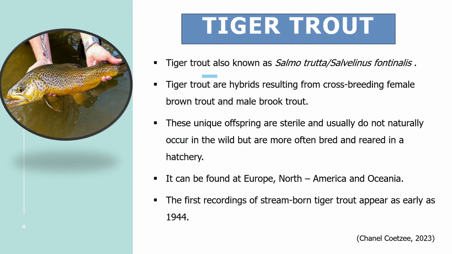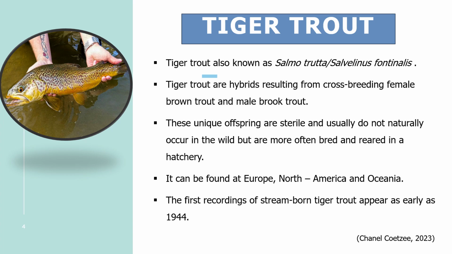Tiger trout, also known as Salmo trutta or Salvelinus fontinalis, is a hybrid resulting from a cross-breeding of a female brown trout and a male brook trout.